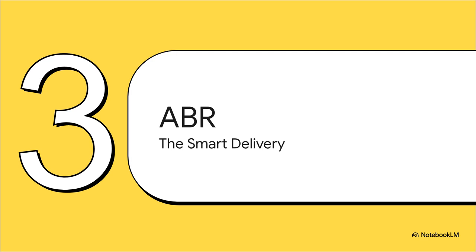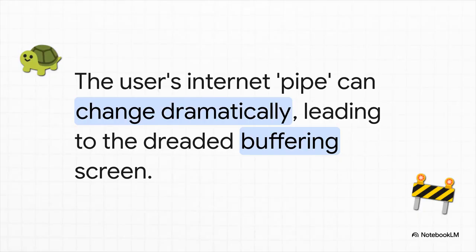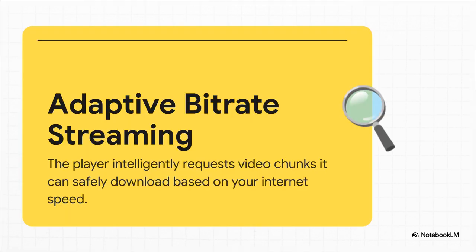Okay, so we have this beautifully encoded file, right? It was created by a smart encoder spending its budget perfectly. But now we face the final hurdle, actually getting that file to you over the wild, unpredictable highway that is the internet. Let's face it, our internet connections are not stable. I mean, one moment you have this super fast connection, and the next, someone in your house starts a huge download and your speed just plummets. Trying to push a high-quality file down a slow pipe, well, that's the perfect recipe for that buffering wheel we all hate. So the solution is actually ingenious.